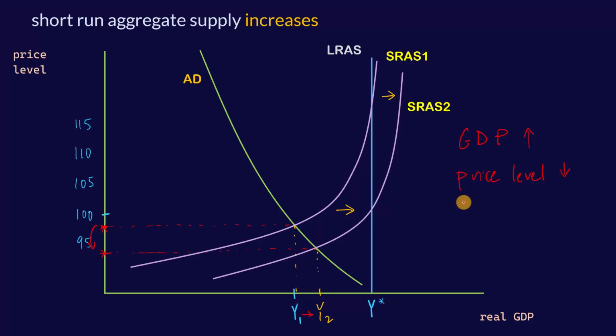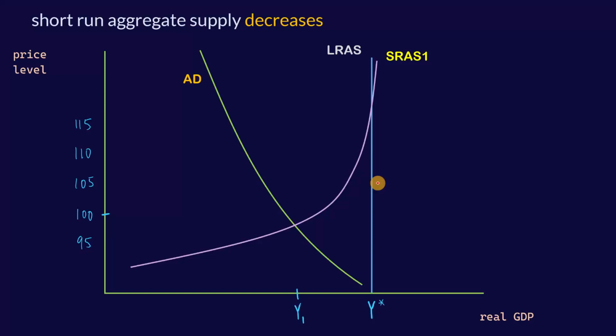And unemployment, so we were here, this far away from potential GDP. Now we are closer to potential GDP, so that means that unemployment is also going to decrease.